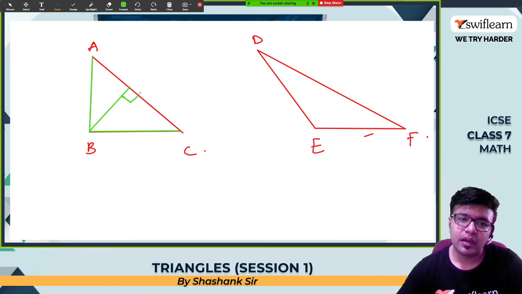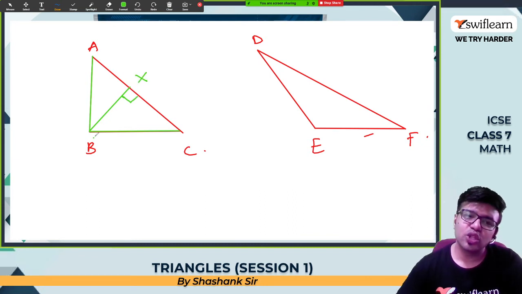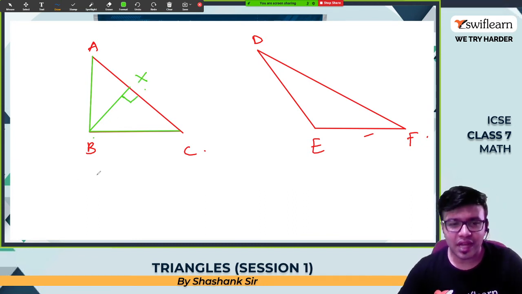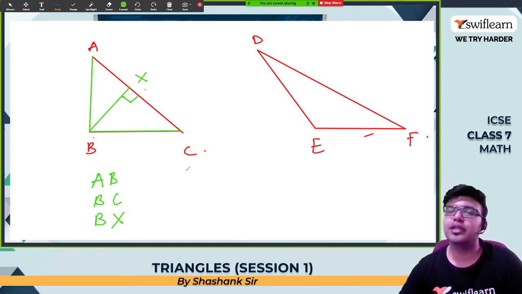I'll name it as X. So it has three altitudes, which are AB, BC, and BX.